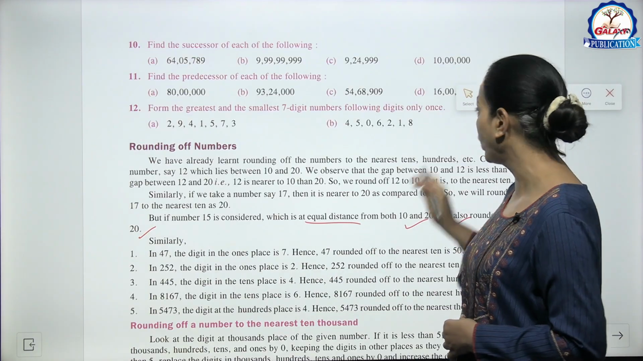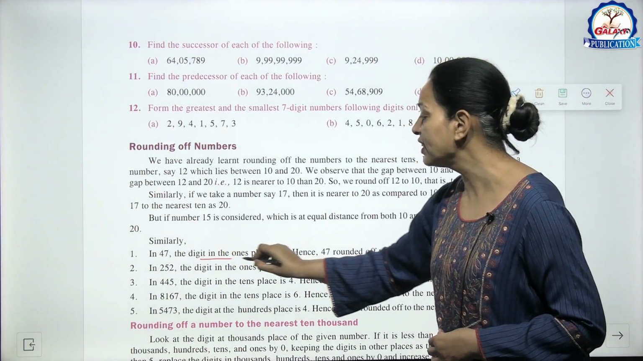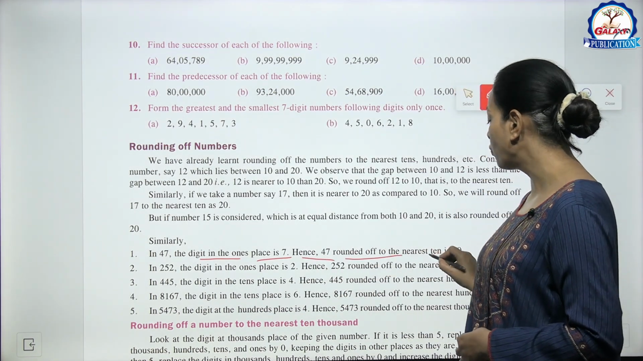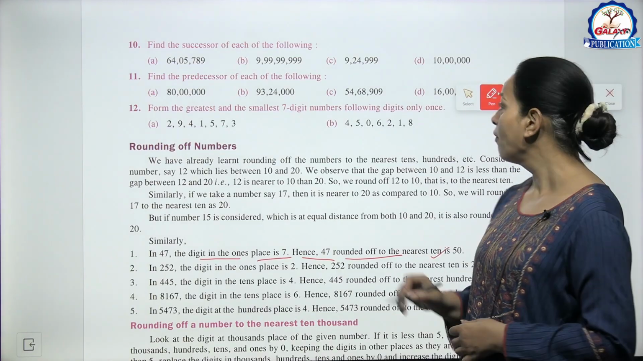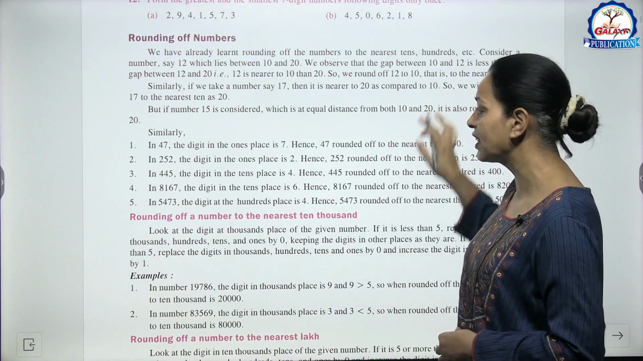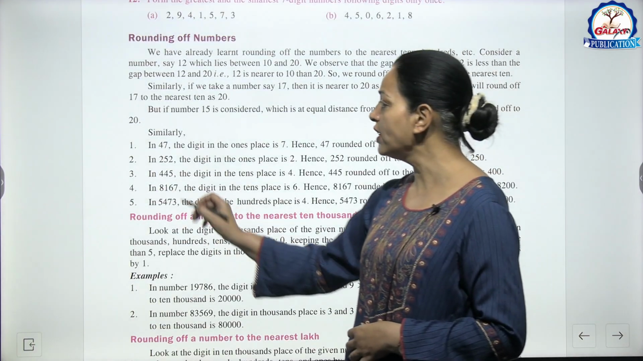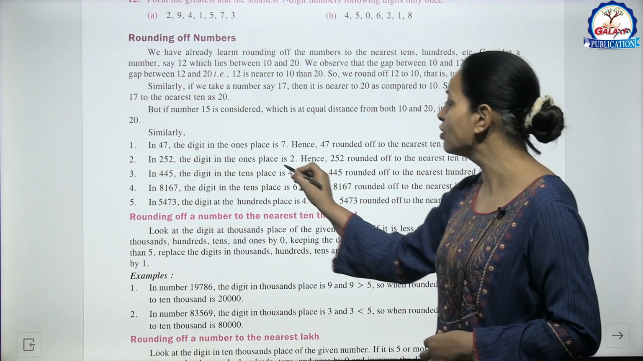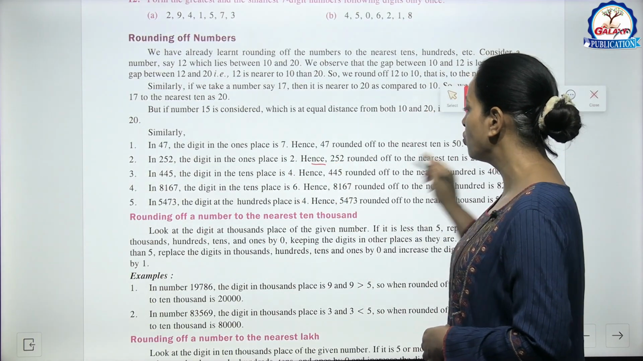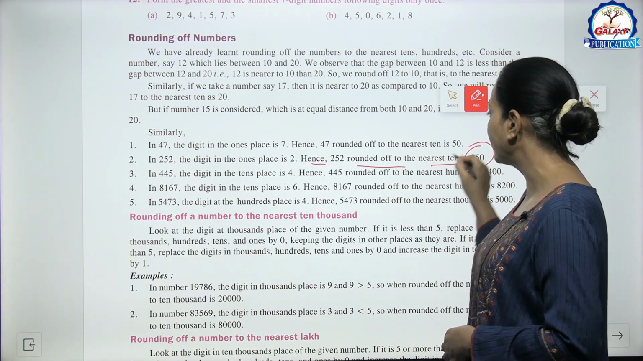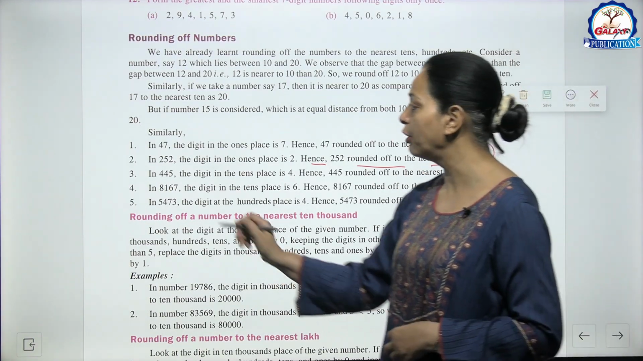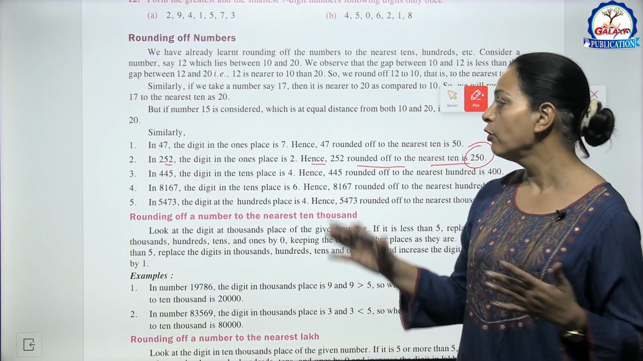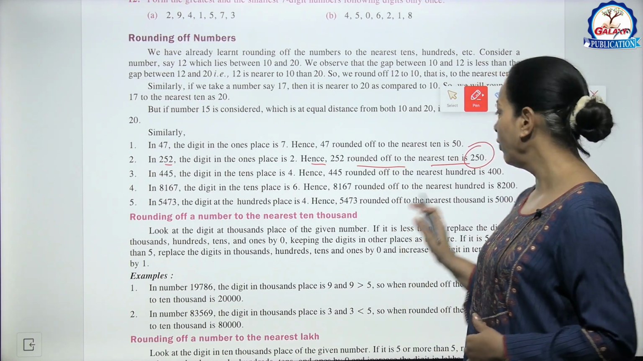Similarly, like the first point in 47, the digit in the ones place is 7. So hence 47 rounded off to the nearest 10, that is 50, right? I hope this is clear to you. Now see the second point. In 252, the digit in the ones place is 2. Hence 252 rounded off to the nearest 10, that is 250. आप देखो 52 is lying between 50 and 60, but nearer to 50. तो हम क्या करेंगे? 250, right?